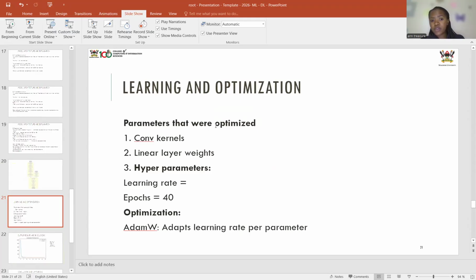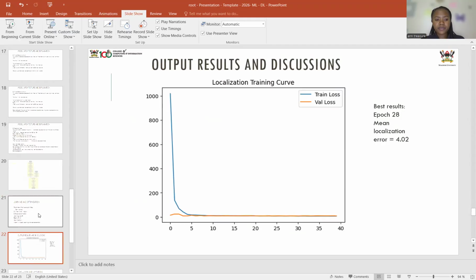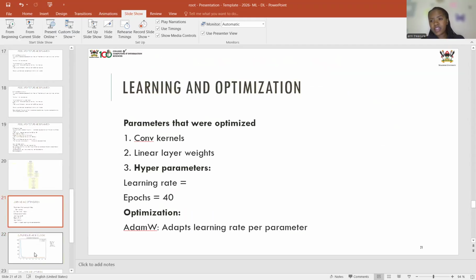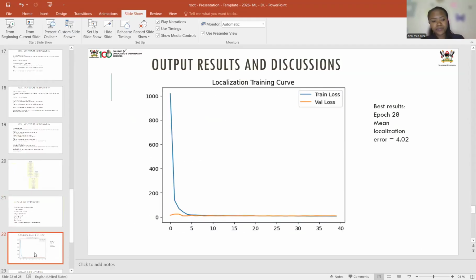So we have the learning and optimization. What we optimized were the convolutional kernels and the linear layer weights. We also had hyperparameters that we optimized, the learning rate and also the epochs. Optimization was done with Adam, which adapts the learning rate per parameter. It also involves a weight decay. That's why it's AdamW.